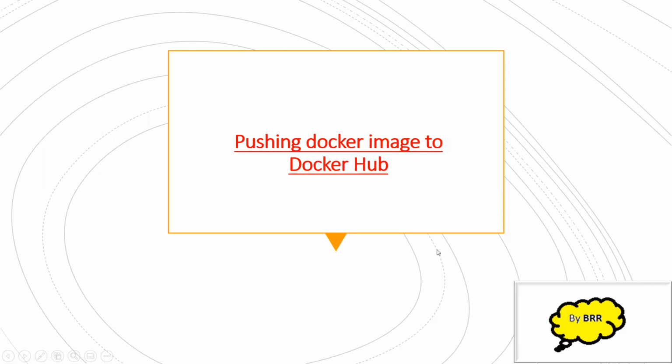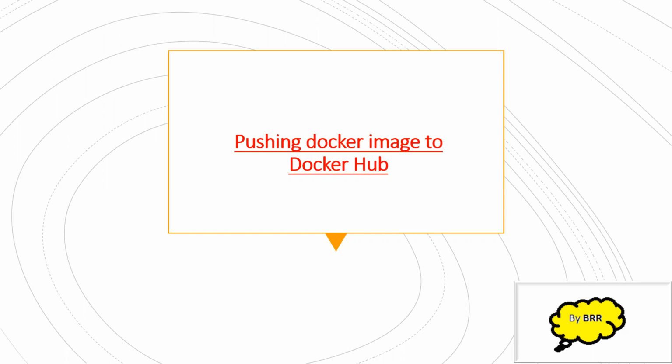In today's session, we'll talk about how to push a Docker image to Docker Hub. In the earlier session, we talked about creating a Docker image for the .NET Web API, and we also saw how to run the image, create a container, and then browse the API endpoints. Now, in this session, we'll talk about how to push a Docker image into Docker Hub.